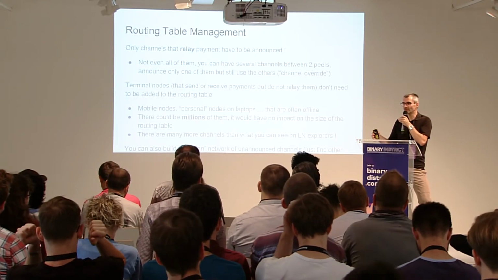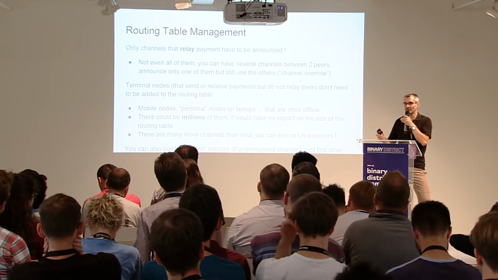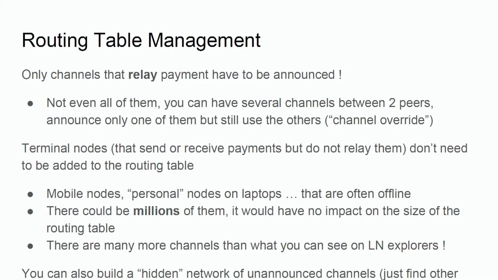And right now, there are many more channels and nodes than what you see on the explorers, because a lot of nodes, thousands of them, are not announced. And you can also build hidden networks of unannounced channels. If you find a way to exchange information about your nodes and channels, you can very well create your own virtual private Lightning network of channels that nobody will hear about.